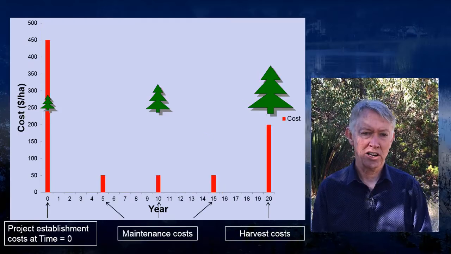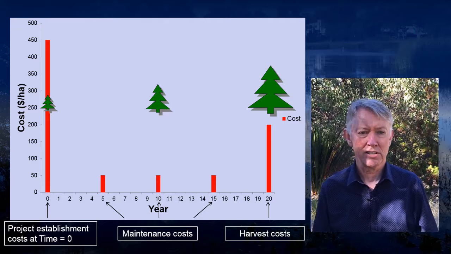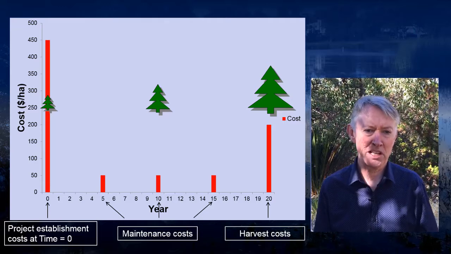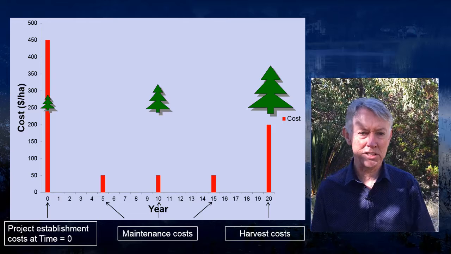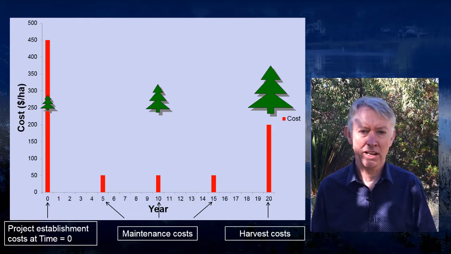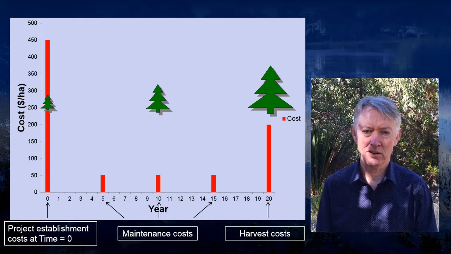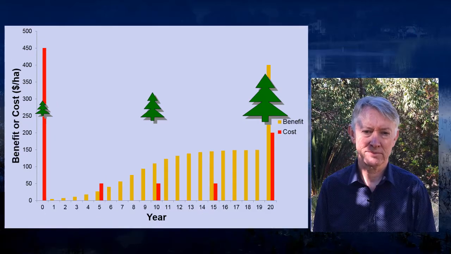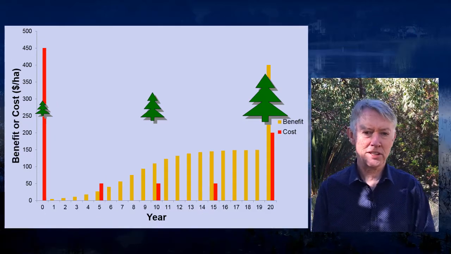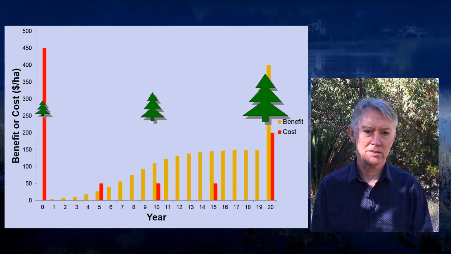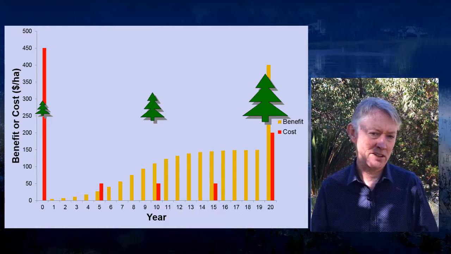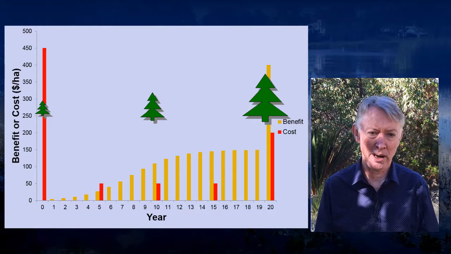And this is a stylized representation of the costs. So at the start there's a big cost of establishing the trees, there's maintenance cost every few years after that, and there's a medium-sized cost at the end when the trees are harvested. If we put those two things together and put them on the same graph, you can see that they really follow quite a different pattern.